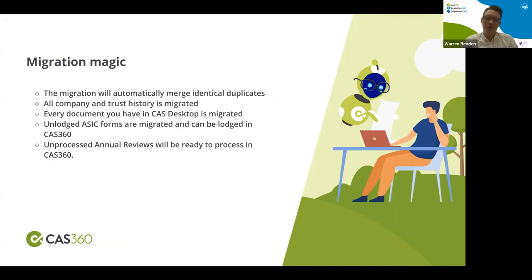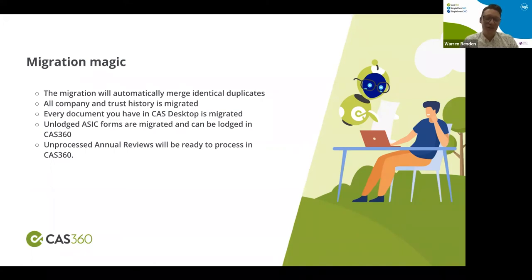And also all of your unprocessed annual reviews will be ready to process in CAS 360. So there's no escaping them. If you have got 35 unprocessed annual reviews in CAS Desktop, when you go through that migration process, they'll all be sitting there waiting for you to process in CAS 360. Again, there's no extra work that you need to do for this. We will migrate it across and they'll be ready to go. And you get to use the automatic features in CAS 360, I guess. And they'll be easier to process, won't they, Warren? Well, absolutely. You'll have the automated comparison report sitting there waiting for you. So you won't even need to wait for those comparison reports to load. The result will be sitting there and you'll be able to email deliver them off straight away.